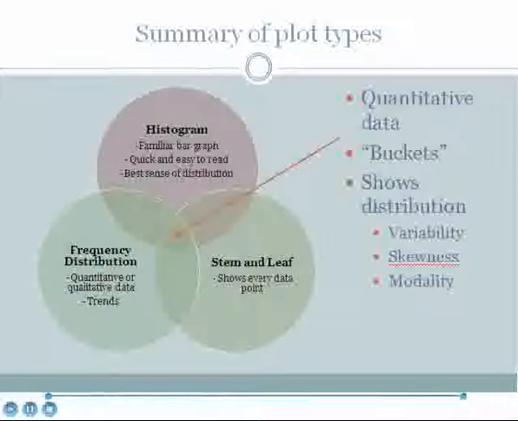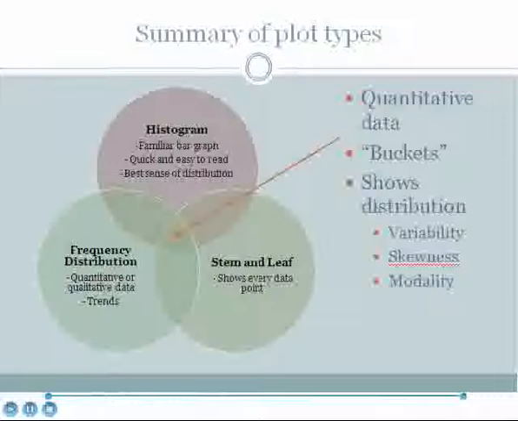To summarize, histograms, frequency distributions, and stem and leaf plots can be used to plot the same type of data. The data plotted will be quantitative and divided into buckets, and each distribution type shows variability, skewness, and modality. We're familiar with a histogram as a bar graph that's seen in many periodicals in our day-to-day lives. It's quick and easy to read, and it gives the best sense of the distribution.